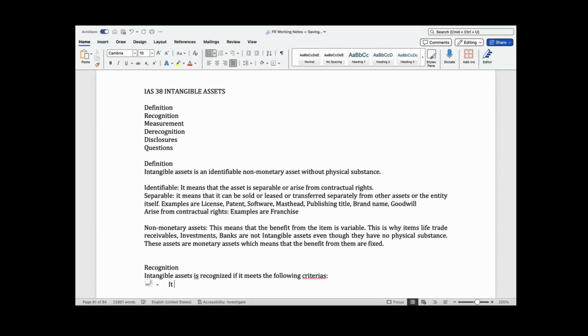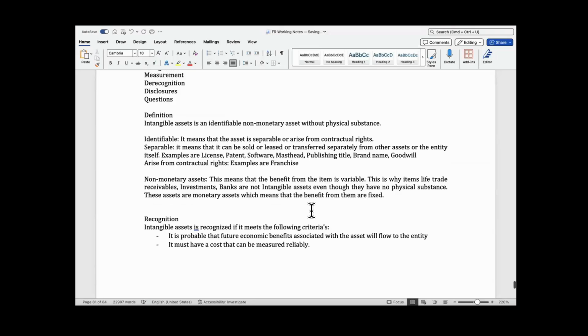Number one, it is probable that future economic benefits associated with the asset will flow to the entity. Number two, it must have a cost that can be measured reliably. So these are the two recognition criteria for an intangible asset.